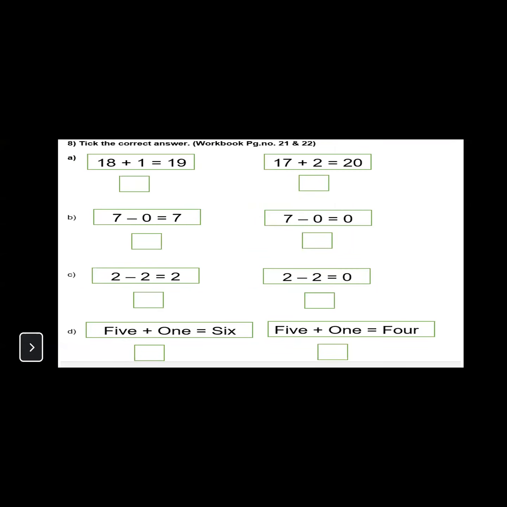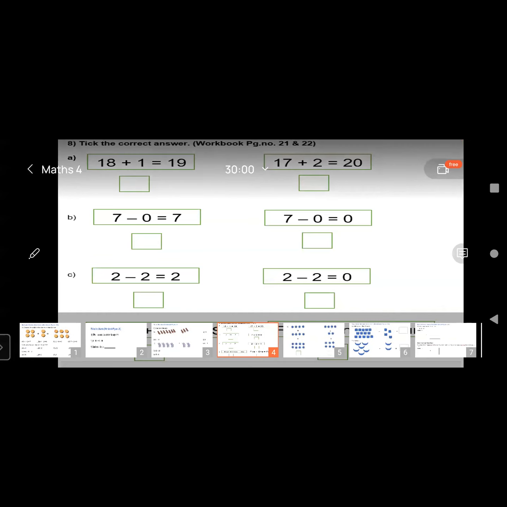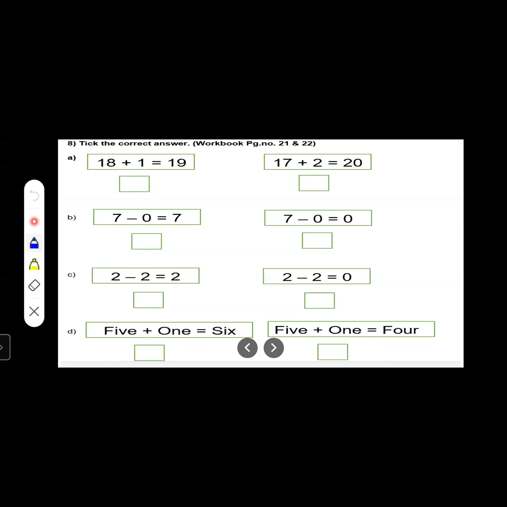8th question. It's in workbook page number 21 and 22. Take the correct answer. So read out the A number question. 18 plus 1 is equals to 19. This one is correct, or 17 plus 2 is equals to 20 is correct. Which one is correct? You can type in the chat box and tell it to me.